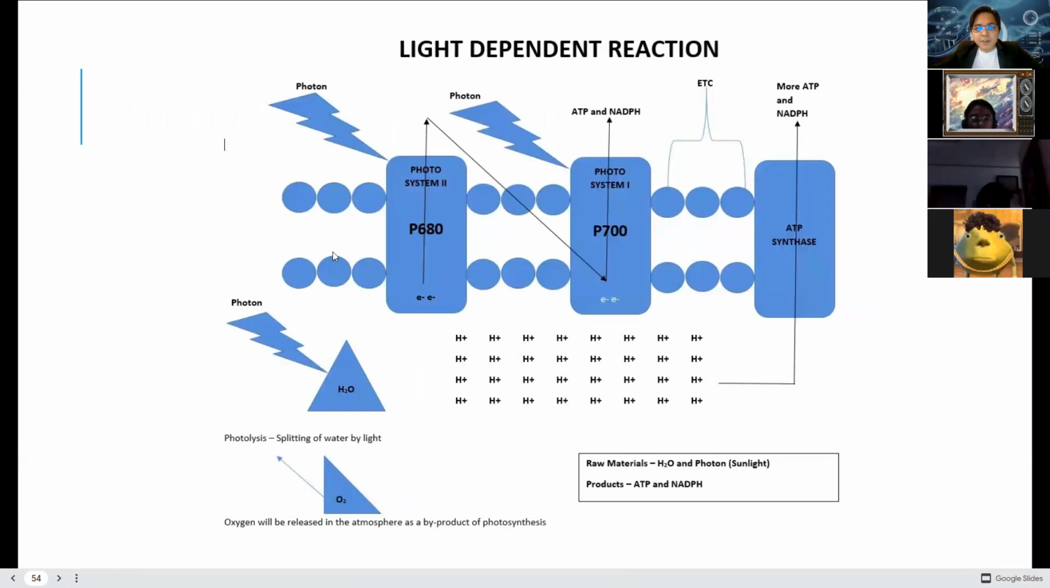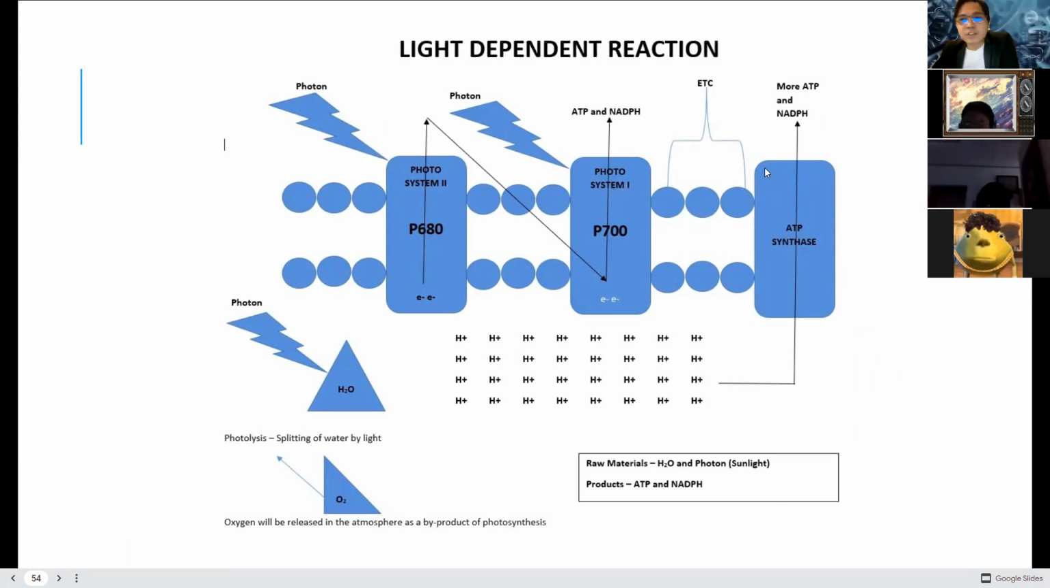So this is now the layers, and with the layers are your photosystems. This is the layer, and in the layers are your photosystems and your ATP synthase.